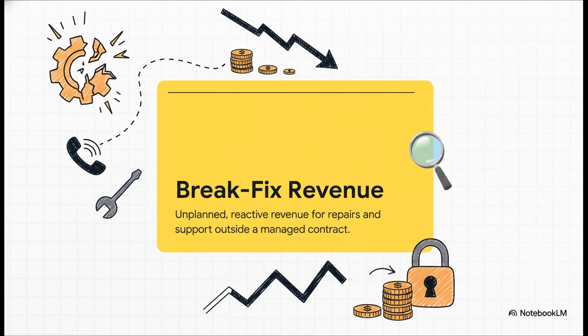This is kind of the old model, right? Something breaks, a client calls you in a panic, you fix it, you send a bill. For a modern MSP, this is really a sign of reactive, low-value work. Your goal should be to make this number as small as possible by converting these clients over to stable, managed contracts. In a healthy business, this revenue stream should be shrinking.